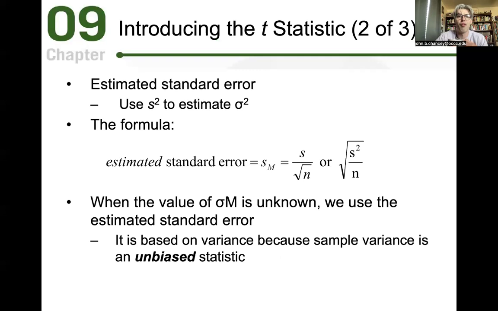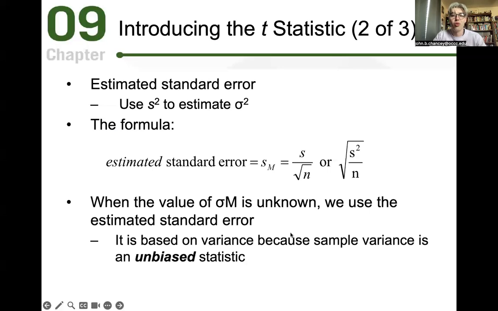And so, in order to find that estimated standard error, you can see it depicted as S squared, or standard deviation squared. The formula here: estimated standard error S subscript M equals S, the standard deviation, divided by the square root of n, your sample size.